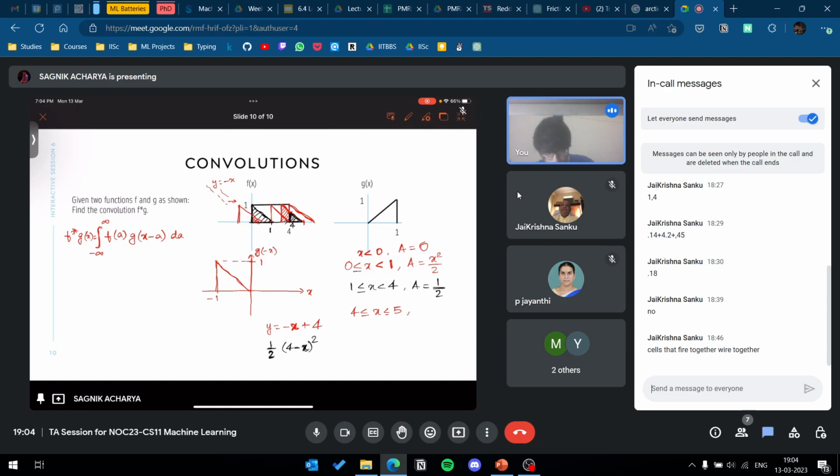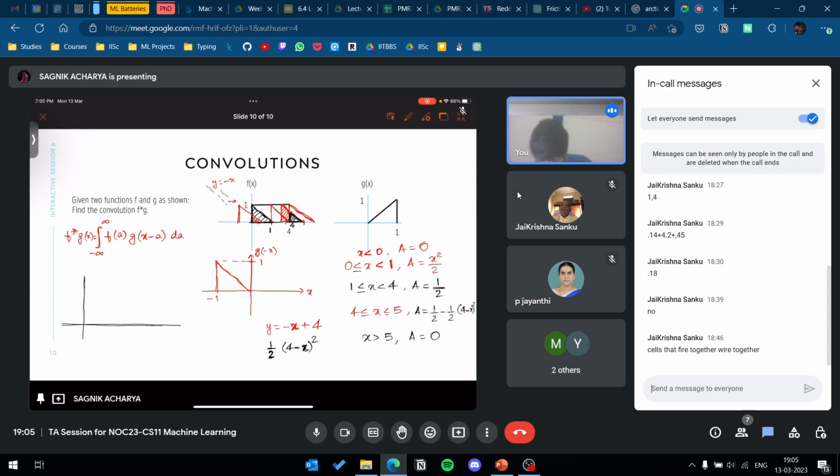So x is the x coordinate, right? So you have to keep that in mind. So the area here will be half minus this value, half times 4 minus x square. Okay, so this looks good. And this will go until 5, and for x greater than 5 the area is again equal to 0. So if you plot this, the graph will be something like this, where the graph of f star g of x basically, the convolution.